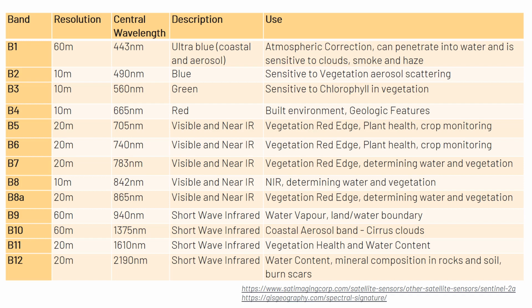Bands 9 and 10 are both 60-meter bands, and these are in the short IR range. Band 9 is good for water vapor and identifying the land-water boundary, whereas band 10 is good for coastal aerosol and looking at the cirrus clouds. Bands 11 and 12 are also shortwave infrared. They are 20 meters in resolution and can be used, band 11 for vegetative health and water content. Band 12 is good for water content, mineral composition in rocks and soils, as well as burn scars.